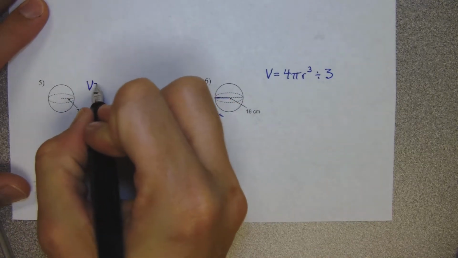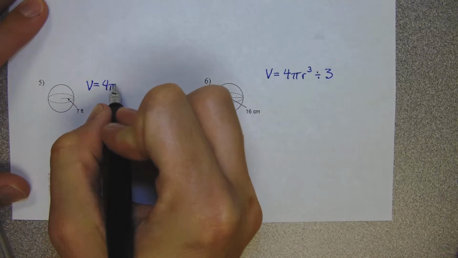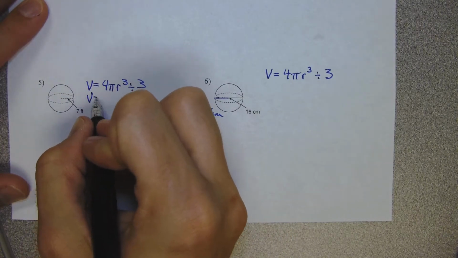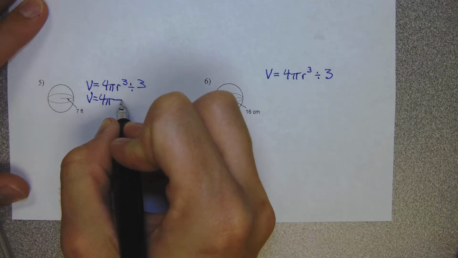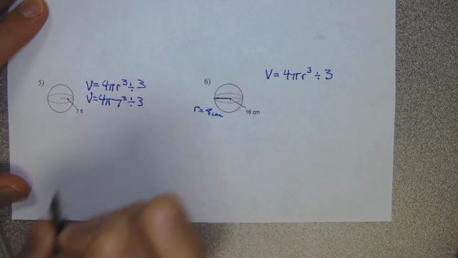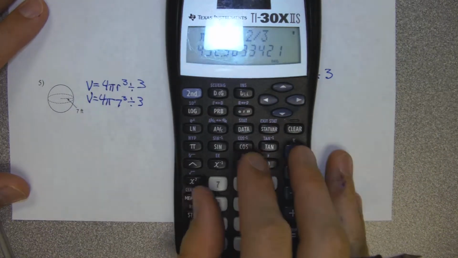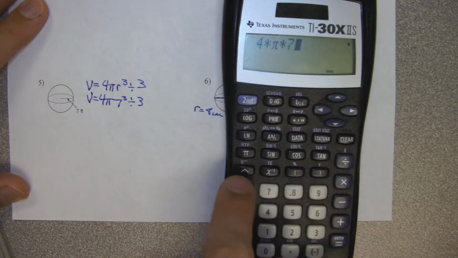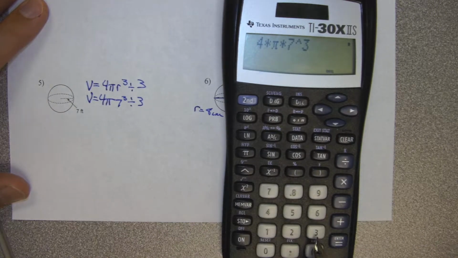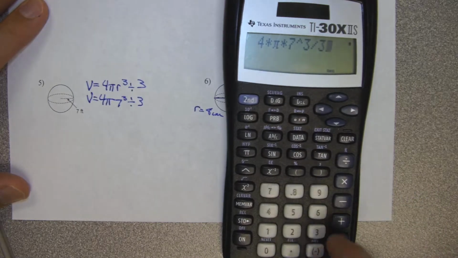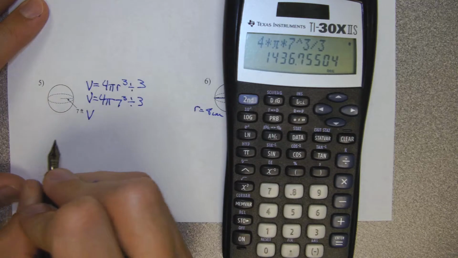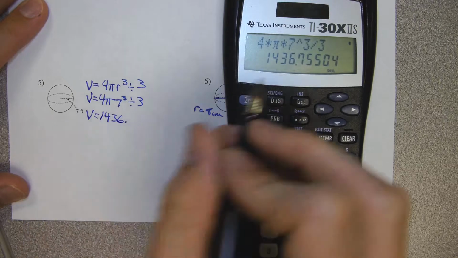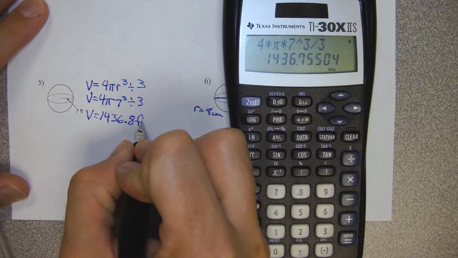So volume equals 4 times pi times our radius cubed divided by 3. Or in this case, volume equals 4 times pi times 7 cubed divided by 3. And again, calculator can help you out with any of those situations. So 4 times pi times 7 to the 3rd. Notice I have to use a caret key to get that 3rd exponent there. Divide by 3. And again, still rounding to the tenths position, so we're looking at 1,436 and looks like 8/10 feet cubed.